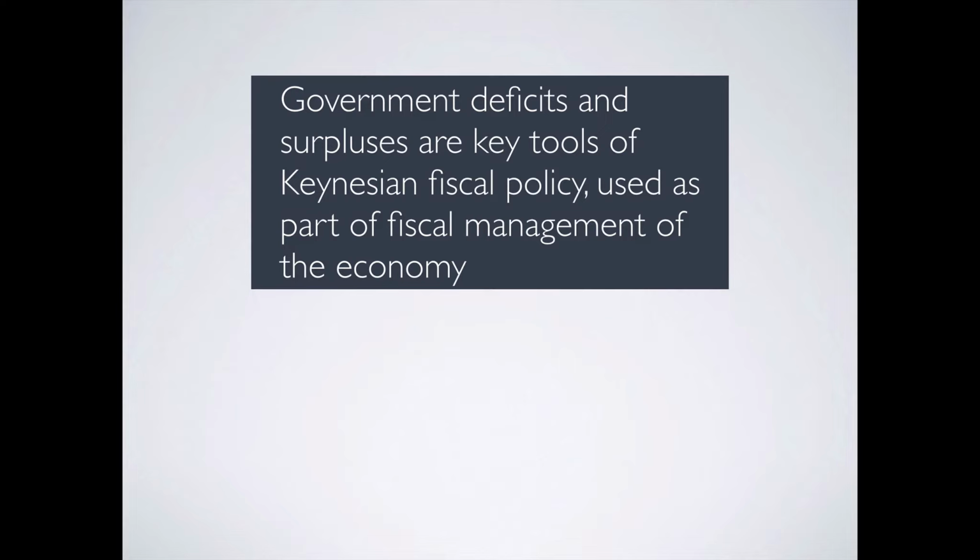So, as discussed previously, government deficits and surpluses are key tools of Keynesian fiscal policy, and they're used as part of fiscal management of the economy. That is again the counter-cyclical pattern: when aggregate demand is low, the government has to step in and spend more, stimulate investment, and so forth. And when aggregate demand is normal or high, then the government can cut expenses, do a bit less, and repay the debt that it accumulated.